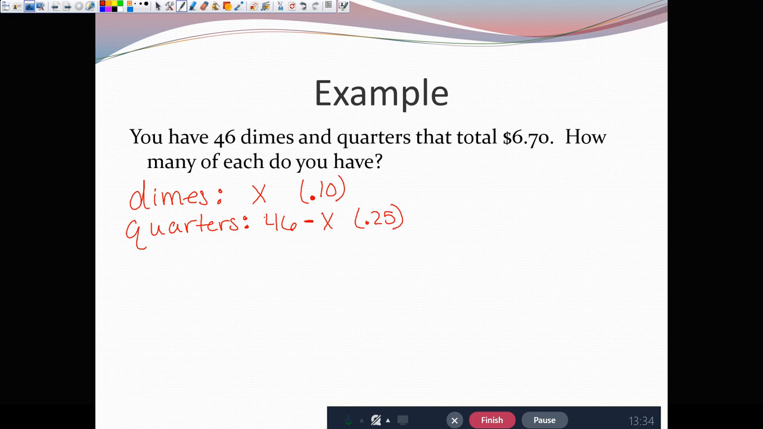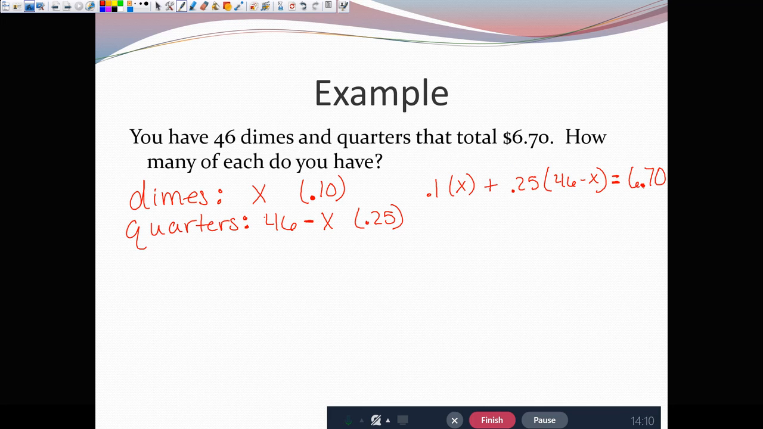Normally we would just add our two things together, but we're looking for a total in money, and they give us information that isn't in money. So that's why I had to identify what my dollar amounts would be. I'm going to take my 0.1 and times it by my dimes. And then I'm going to add my 0.25 times my quarters, which is 46 minus x. And that's going to give me my $6.70.